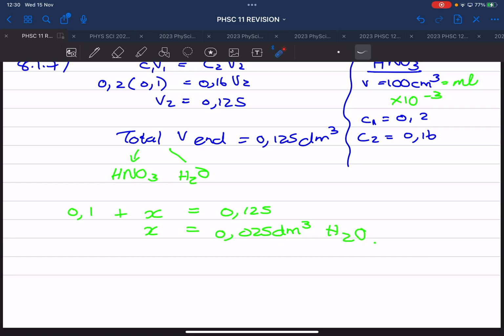Kom maar, dis nie die einde van die wêreld nie. Dis nie jou vraag nie. Nee, dis eers volgende jaar. Okay.